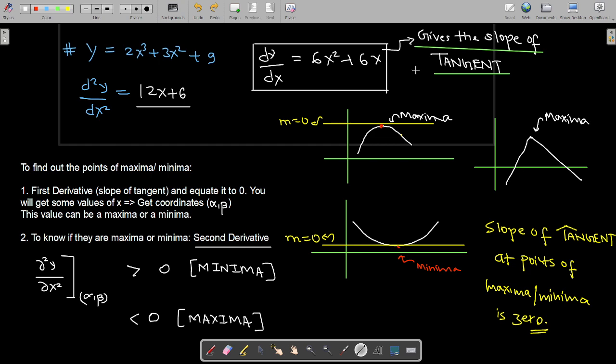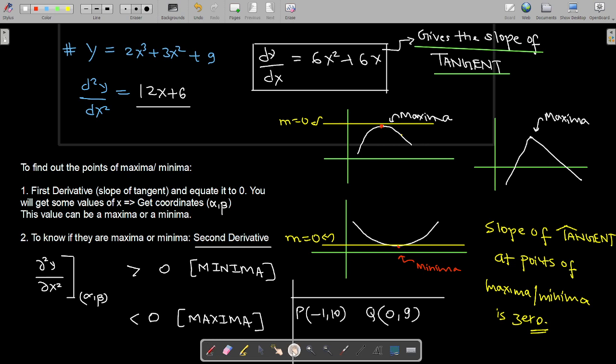Here, what is the value of y? 10. And what is the other value of y? 0, 9. So what are the two coordinates that we got? -1, 10, and 0, 9. These are the two coordinates only, right? Let's call them P and Q. Now these can be maxima or minima, but at least one of them is.